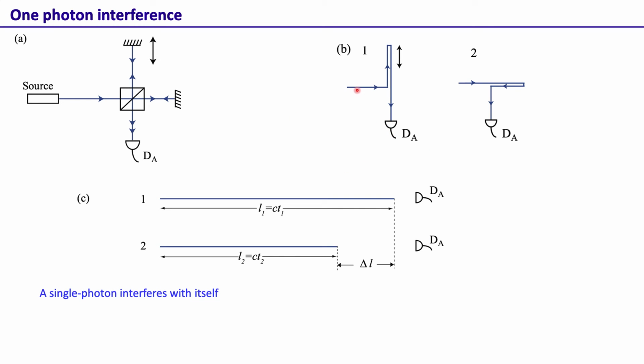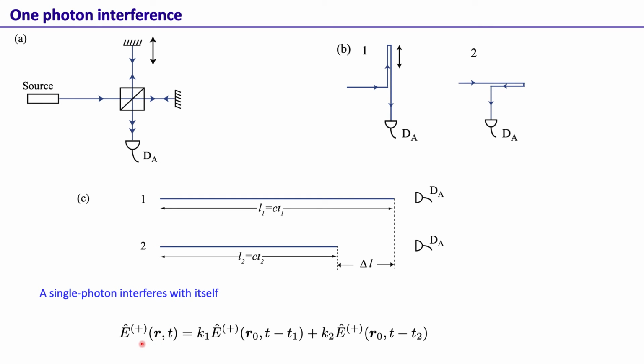A photon can either go this way to the detector or this way to the detector. Of course, it cannot be in both the possibilities or pathways, but the way we explain interference is that this possibility and this possibility actually interfere in the quantum description.